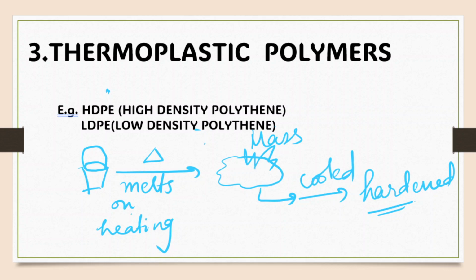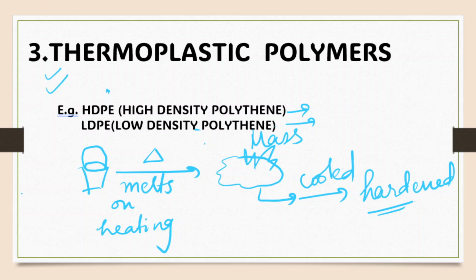So examples are HDPE, high density polyethylene, and low density polythene. These are the thermoplastic polymers. So neither very strong nor very weak. They have no cross links between the chains. This is about the thermoplastic polymers.